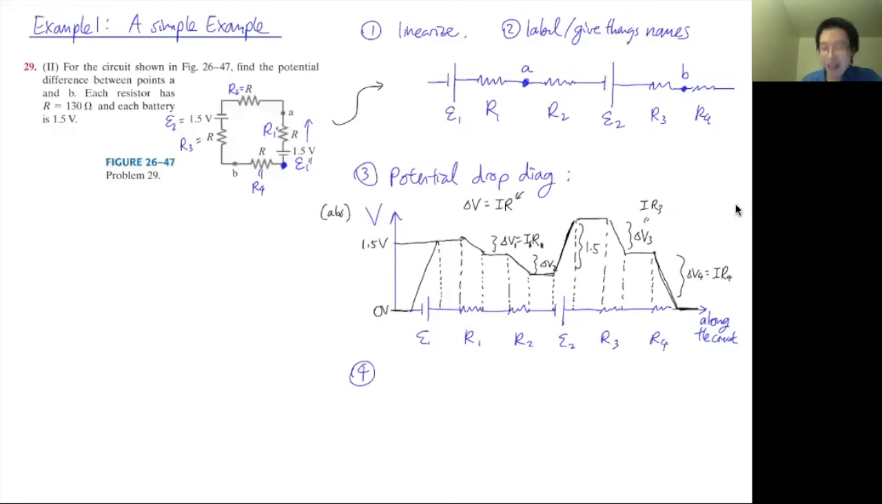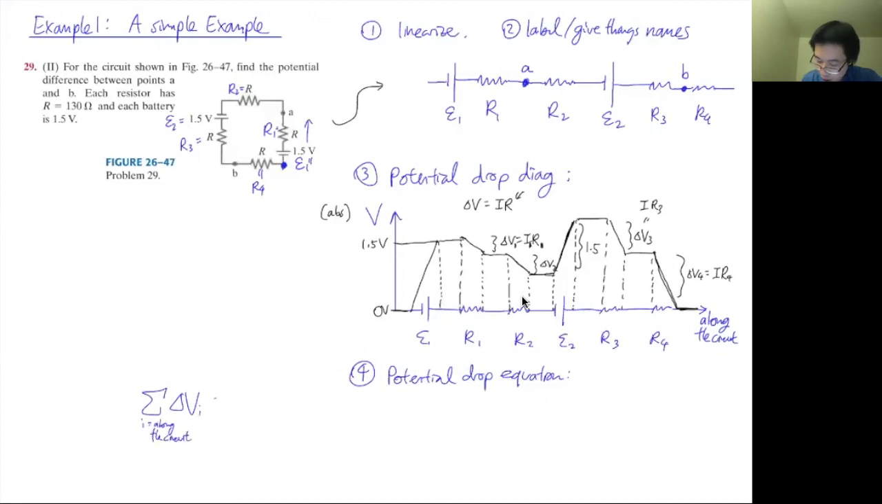So the final step is, what is the use or benefit of this? The benefit is now you write out what's called the potential drop equation from your diagram. And what that means is, when you add up all the potential differences along the circuit, they should be 0.